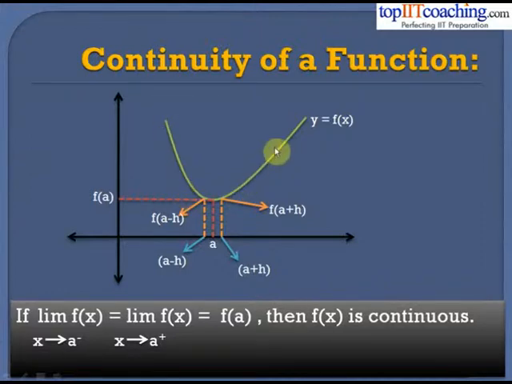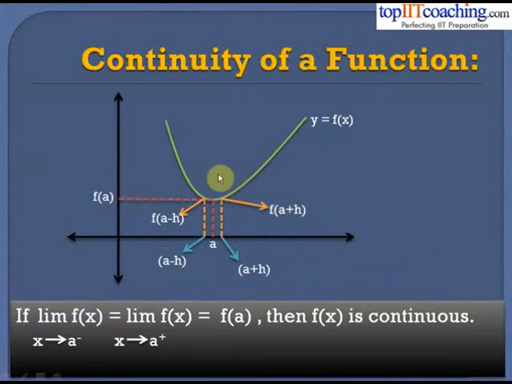Now let us say that this is the graph of y equal to f of x. Now a is any point on the x-axis and the corresponding value of y would be f of a. Now let's take a point very close to a but on the left side of it, that is, less than a, but very close to a. Let us say that this is a minus h. The corresponding value of y would be f of a minus h. Similarly, if we take a point on the right side of a that is very close to a but actually greater than a, let's take it as a plus h, where h tends to 0. Now the corresponding value of y would be f of a plus h.